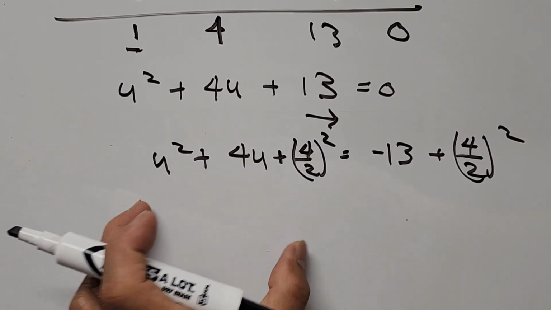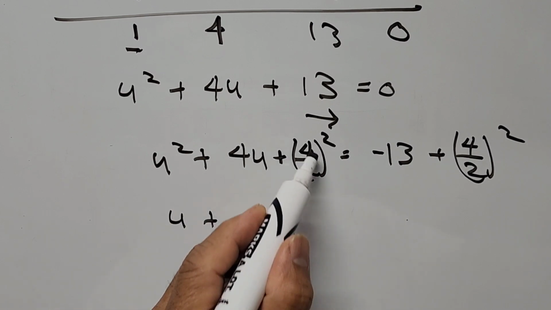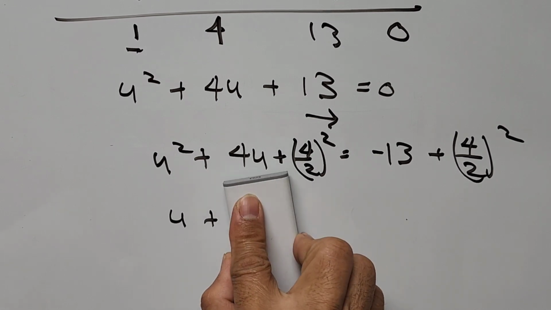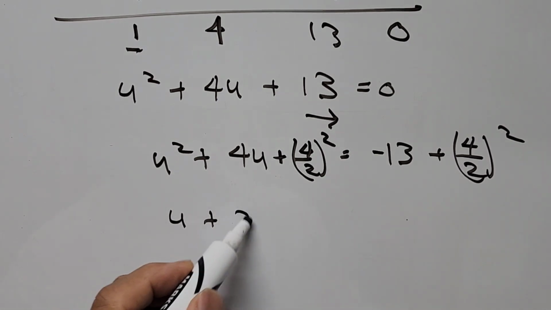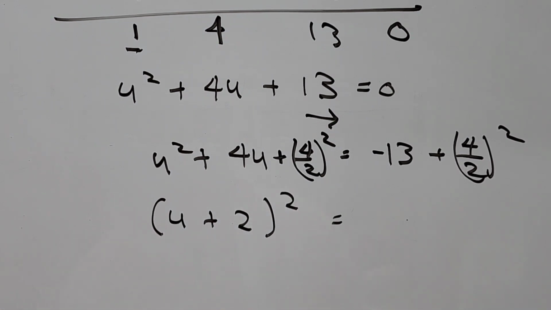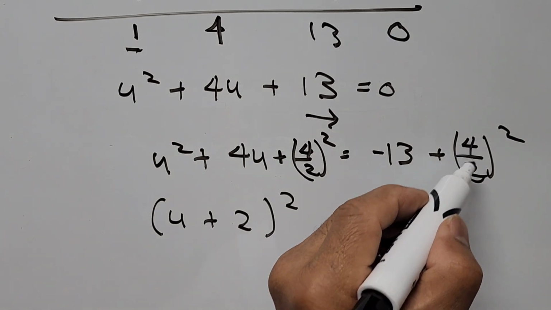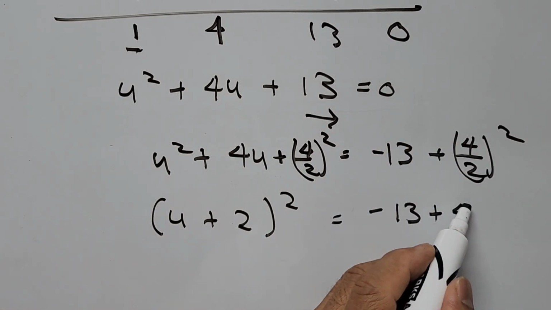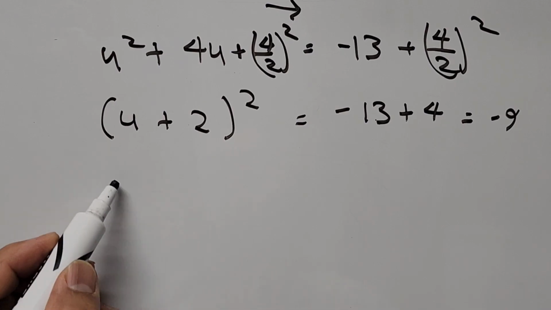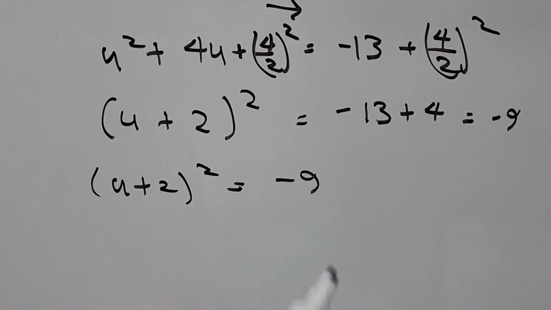So here the left hand side becomes a perfect square. This can be written as u plus 4 over 2, which is 2, by the way, 4 divided by 2 is 2, and squared. So we have the square right there, and it's equal to negative 13 plus 4 over 2 squared. 4 divided by 2 is 2, squared is 4. So this is equal to negative 9. So we have u plus 2 squared equals negative 9.